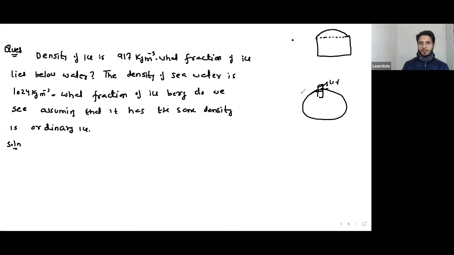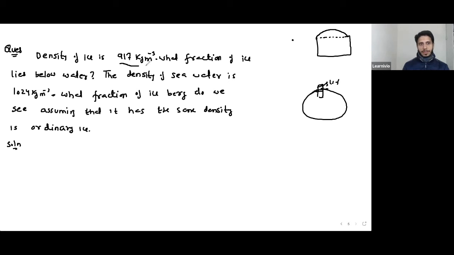It sinks basically because whenever ice floats in water, 90% of the ice is within the water and only 10% of its portion is above the water. This calculation we will do in this numerical. You will see that when ice floats in water, only 10% is above the water and the rest 90% is within the water.